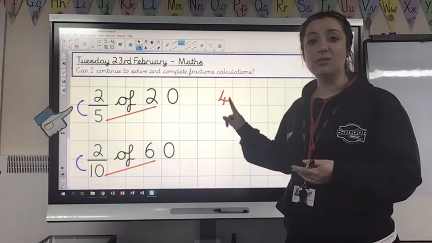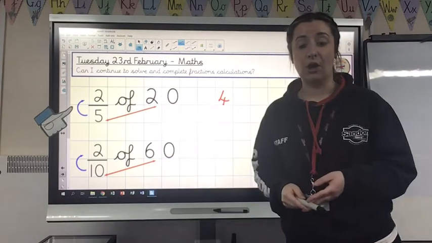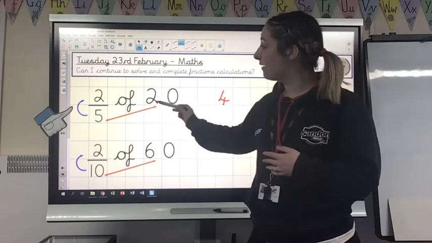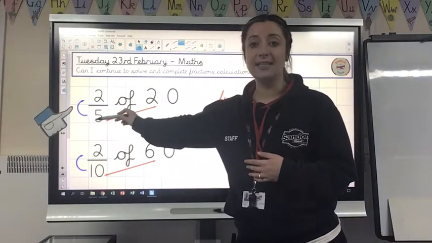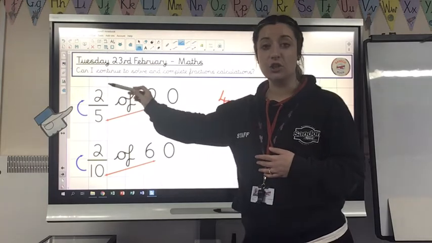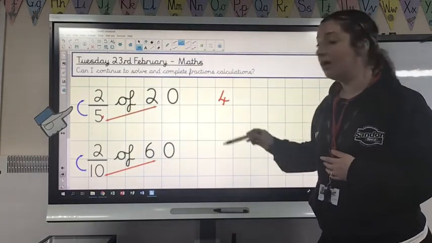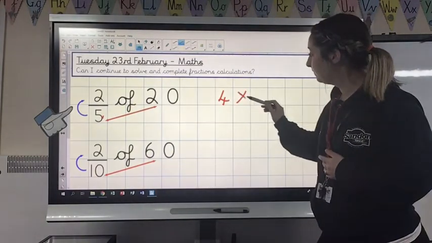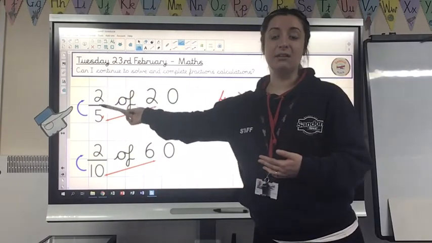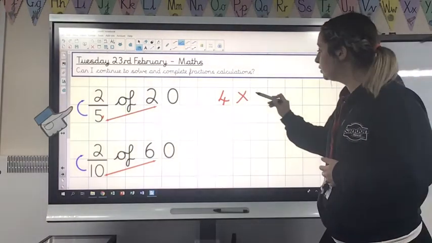Now we know that that is 1/5, but I want to find out what 2/5 are. So I need to do something else, and what I need to do now is, after I've divided the denominator, I then times that answer by the numerator, which is on top. So the answer for 20 divided by 5 was 4. I now need to times that number by however many parts I need, and it's asking for 2 of those fifths. So I'm going to do 4 times 2.